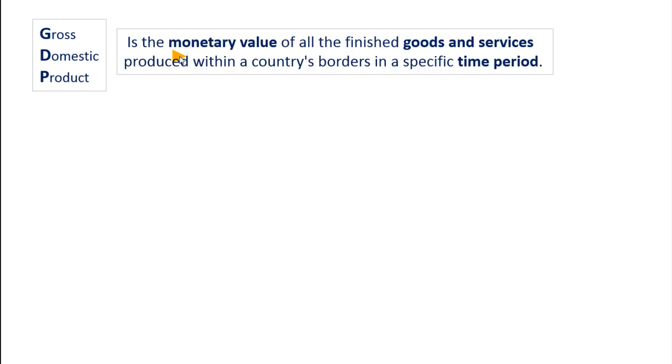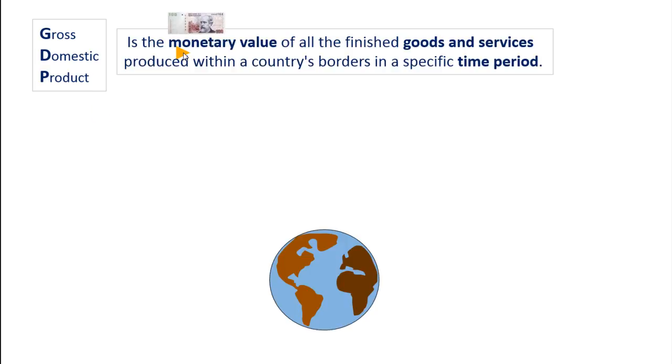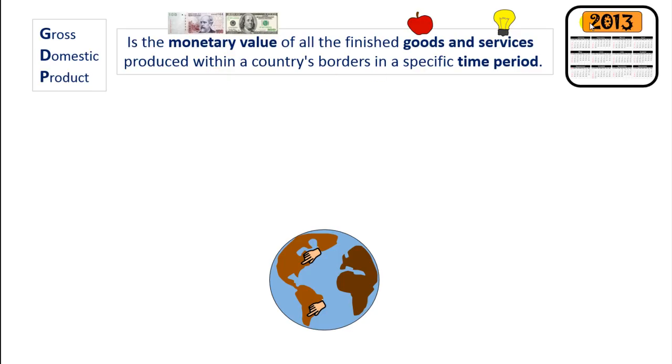GDP, one possible definition, is the monetary value, pesos if we are in Argentina, dollars if we are in America, of all of the goods and services produced within a country's borders in a specific time period, let's say 2013.